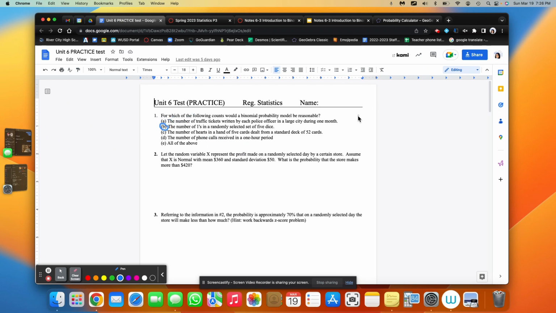And the reason this is true is because the 4 conditions for binomial probability are met. Number 1, we can define a success and failure. So success would be getting a 1. Failure would be not a 1.